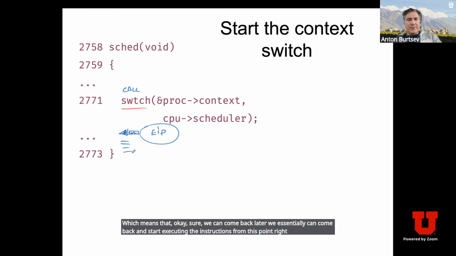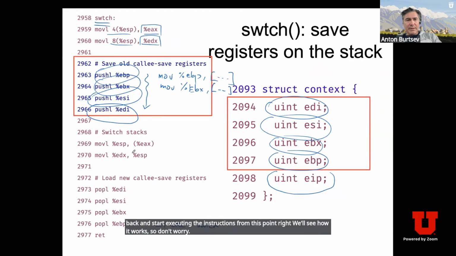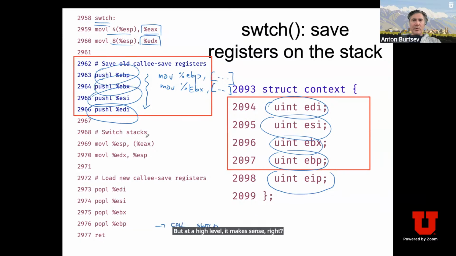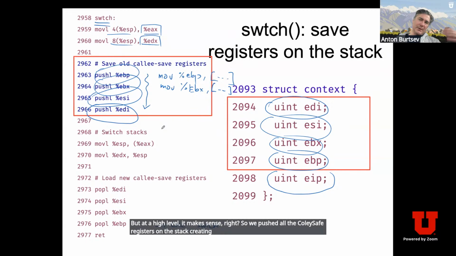We'll see how it works, so don't worry. But at a high level, it makes sense, right? So we pushed all the call-safe registers on the stack, creating this context data structure. It's on top of the currently running stack, and it's on top of the kernel stack of the currently running process. Make sense? Any questions?